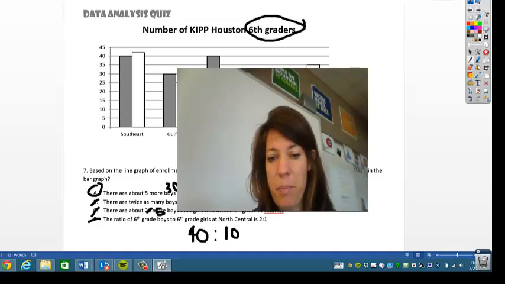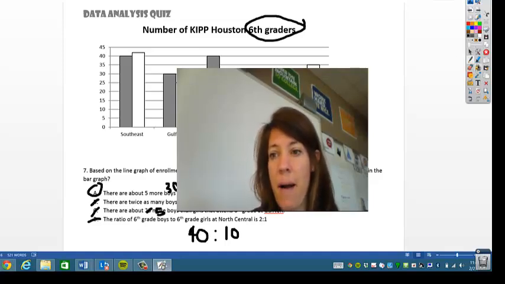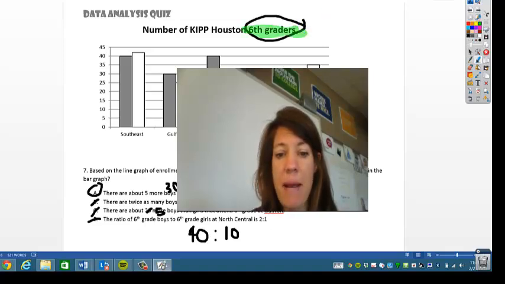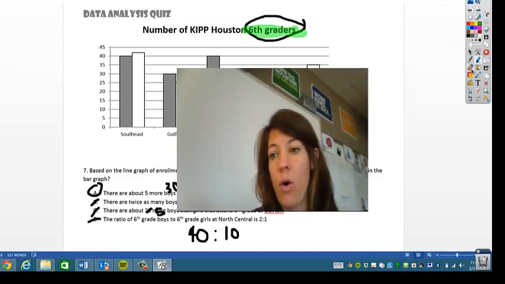A lot of us put B, and the trick is just paying attention to the title of the graph, which is 6th grade, and not making generalizations about the whole attendance of the school when you only know about the 6th grade. Okay.